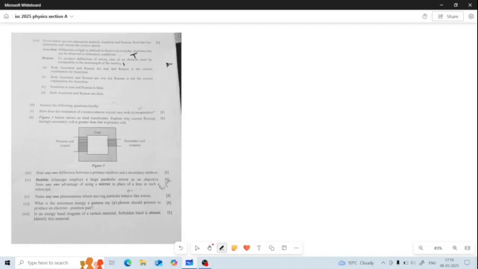So this is also true and this is the correct explanation of the assertion. So the option is number A. Both are true and the reason is the correct explanation. Now let's come to B.